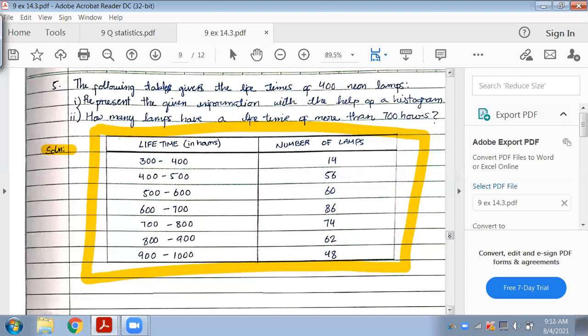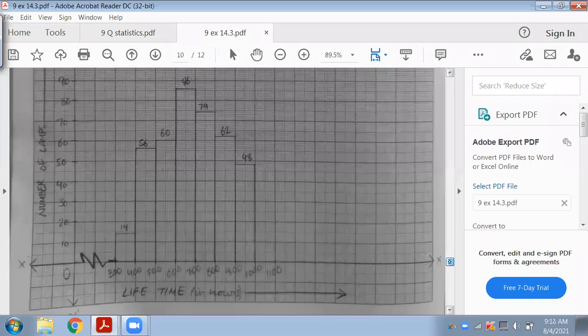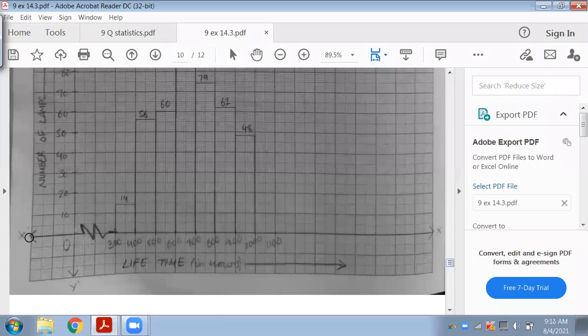Okay, so now let's draw the graph. We're going to draw a histogram. So how to draw the histogram? For drawing histogram, just like bar, first we'll draw two lines. We'll leave two boxes, that means 2 cm on the bottom, and draw a line that will be x-axis. So on the right side you're going to put x, and on the left side x dash. Again, we are going to leave two gap on the left side, and we are going to draw the y-axis.